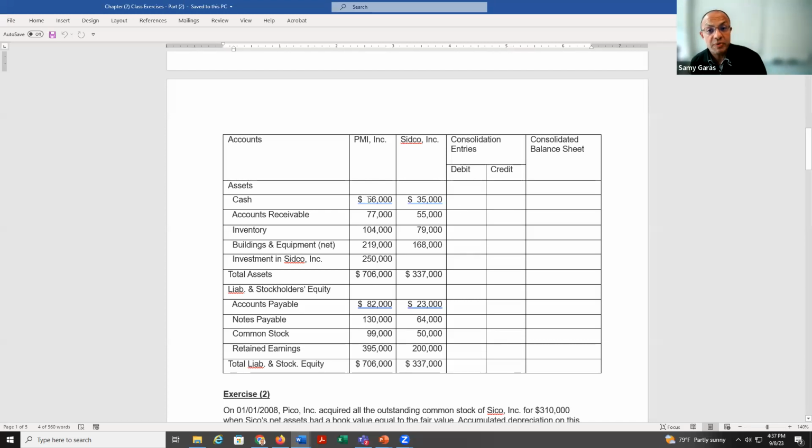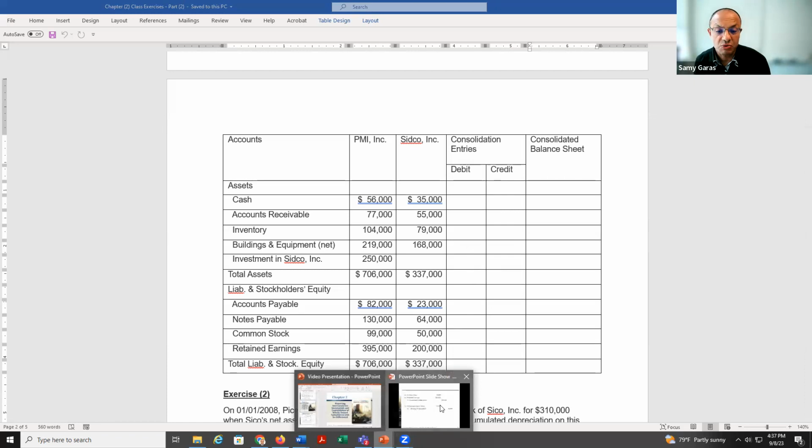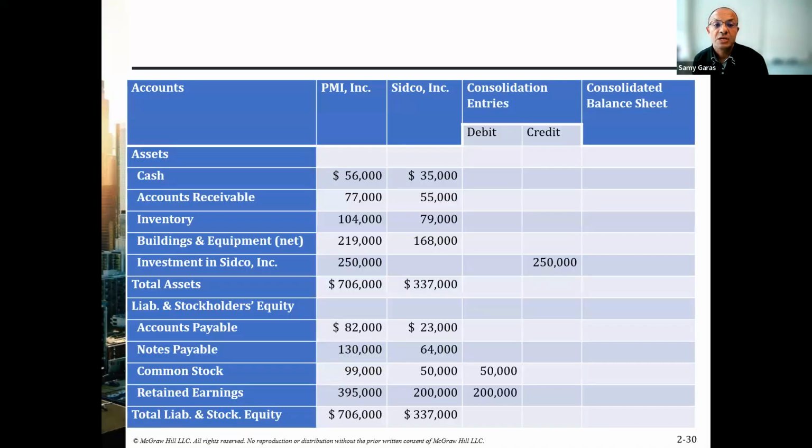So how to make the consolidation? For the assets, we add them together, okay? And then we put their totals here. For the consolidation entry, we enter the numbers here in the debit and the credit. So let me share with you here the model answer. So first, for the consolidation entry, we have investment credit, common stock and retained earnings debit.